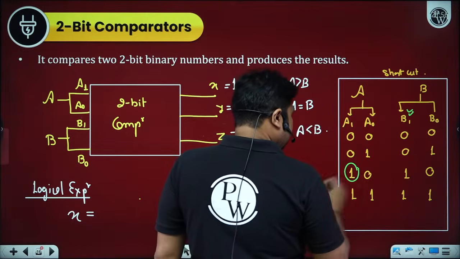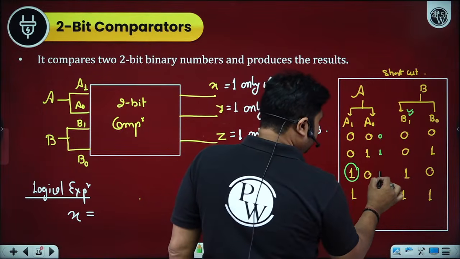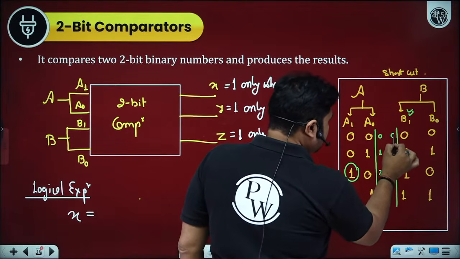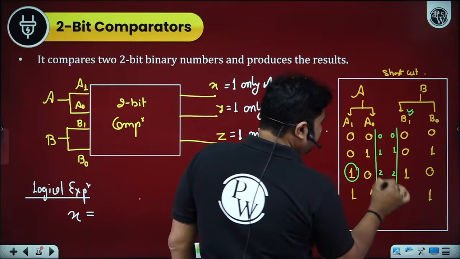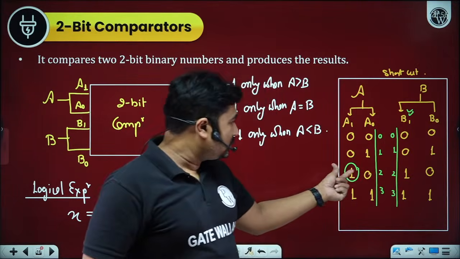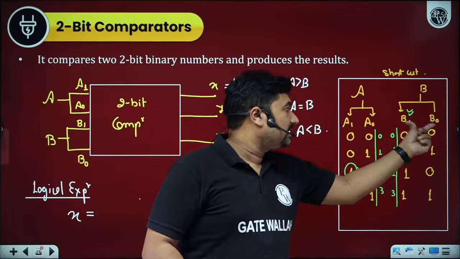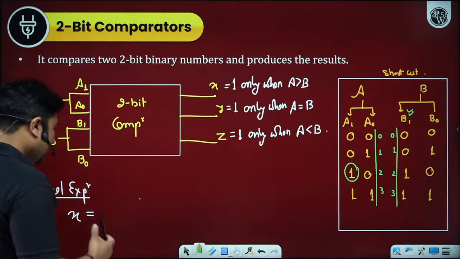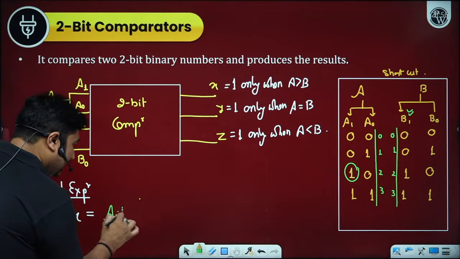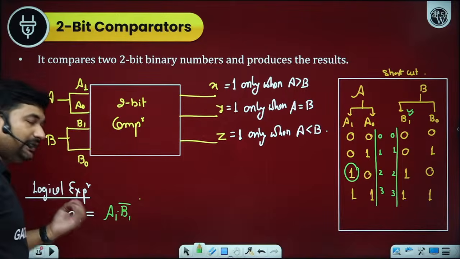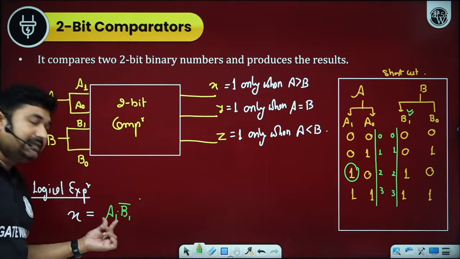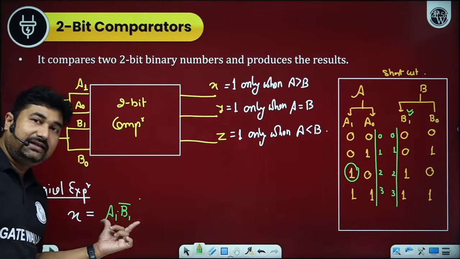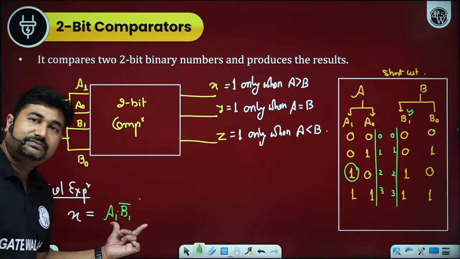We all can see this is the binary of 0, binary of 1, binary of 2, binary of 3. Is it okay? In the same way, we all can see this is the binary of 0, binary of 1, binary of 2, binary of 3. So if A1 is high, this is 2, 2 is greater than 1, 2 is greater than 0. How many of you can see this? Yes, sir. So you can say, sir, if A1 is high and B1 is low, definitely your X will become high. A1 is the MSB of A number, B1 is the MSB of B number. If A1 is high and B1 is low, definitely your X is high.